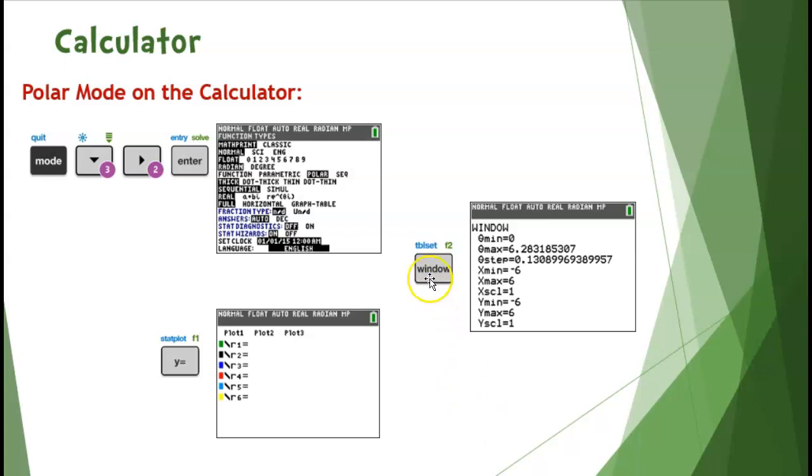If we press the window button, it's going to look a little different as well, because this time we have theta min, theta max, theta step, and we have x min, x max, x scale, and y min, y max, y scale. So the window is going to look a tad bit different when you're in polar mode from function mode.